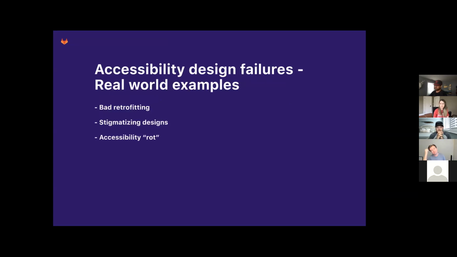So there's three big takeaways. The first was bad retrofitting. The second is stigmatizing designs. And the third is accessibility rot, which I mentioned.